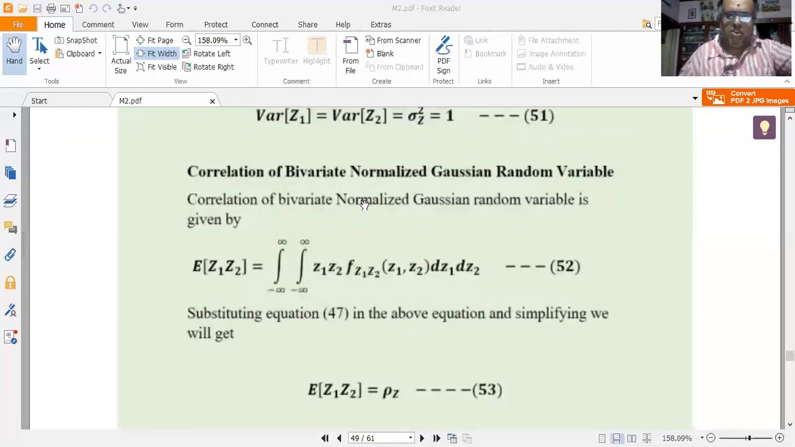Then talking about the correlation of the bivariate normalized Gaussian random variable, this is defined as E of Z1 Z2 equal to the double integral from minus infinity to plus infinity of Z1 Z2 into f_Z1Z2(z1, z2) dz1 dz2. Call it equation 52.